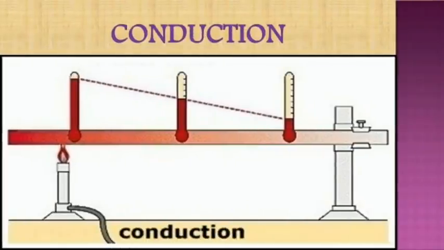In this picture, we can see that the heat from the burner passes from one end, that is the hotter end, to the colder end of the metal rod. And when we test the temperature, we see that it is increasing gradually from the left end of the rod where we have the burner. The upcoming video explains further examples of conduction.